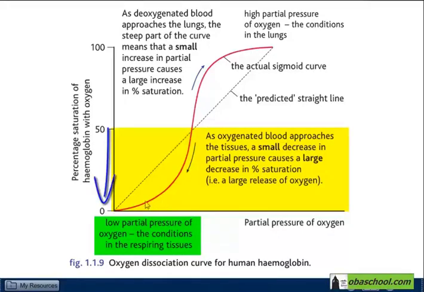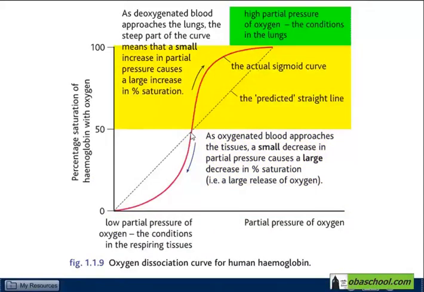blood into the tissues. When we have high partial pressure of oxygen, which is in the lungs, for example, in the lungs we have a high oxygen content. What happens is here the deoxygenated blood is approaching the lungs in order to get oxygenated. As it approaches the lungs, we have an increase in partial pressure because of the diffusion happening from the lungs to the blood. And when the oxygen enters the blood, it's going to bind to the hemoglobin in the red blood cells. So the percentage saturation of hemoglobin with oxygen will increase.